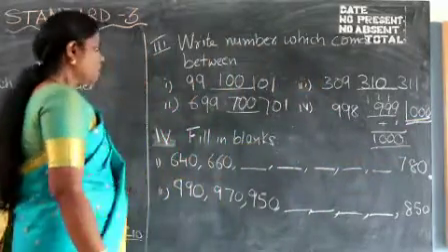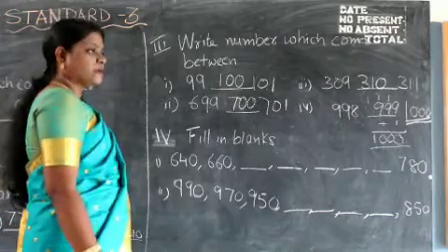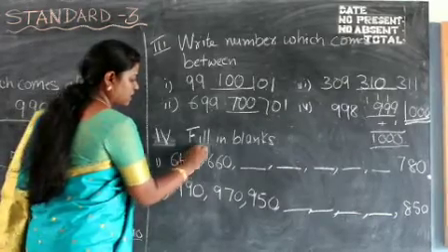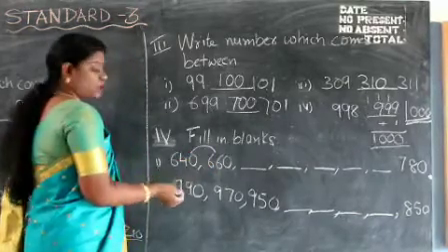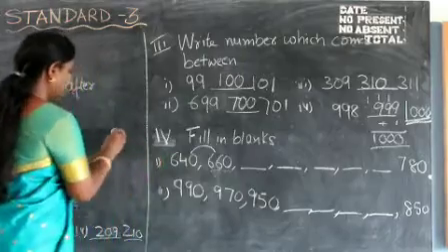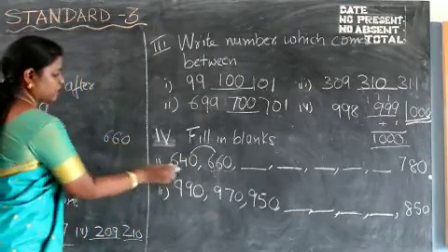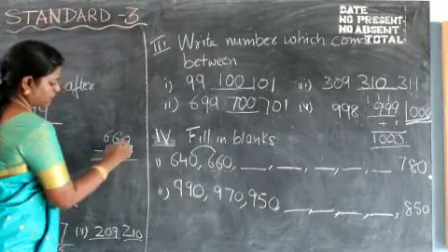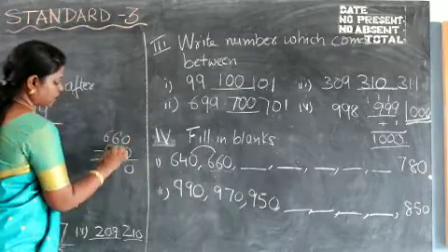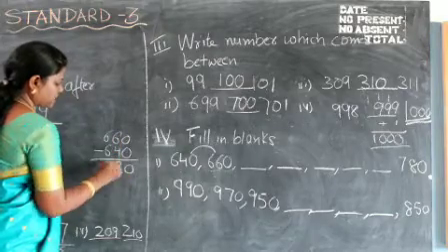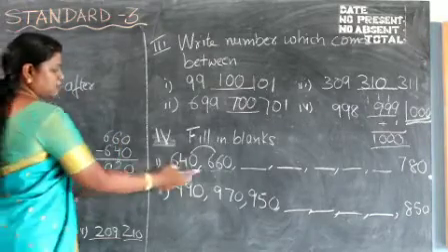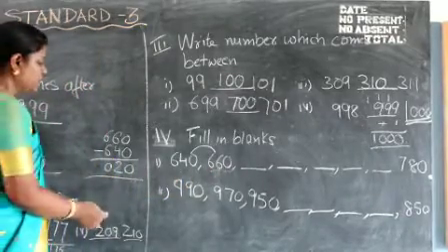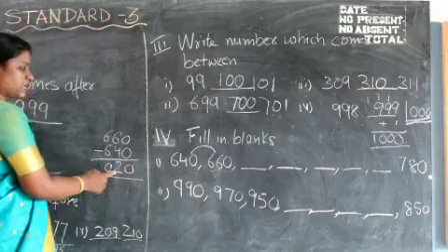Now, in fill in the blanks, first you have to see the relationship between the first two numbers. You have 640 here, you have 660 here. I'm going to take the bigger number, which is 660, and subtract 640 from that. When I do this, 0 minus 0 is 0, 6 minus 4 is 2, 6 minus 6 is 0. So between these two numbers you have a difference of 20.